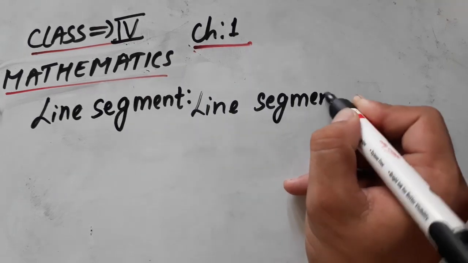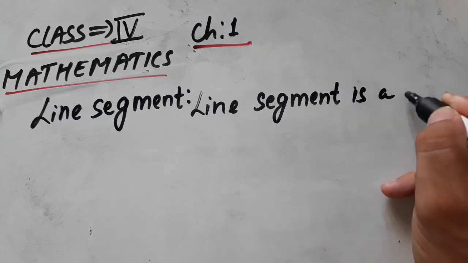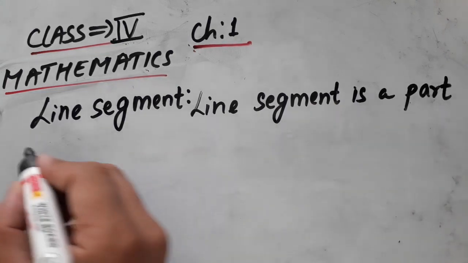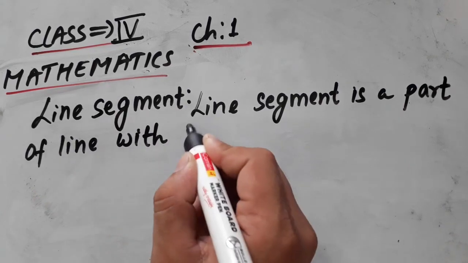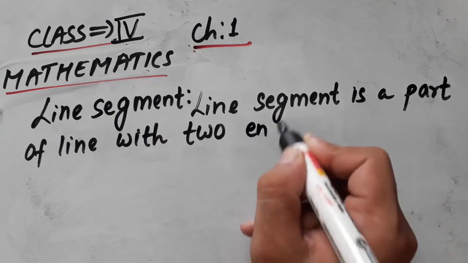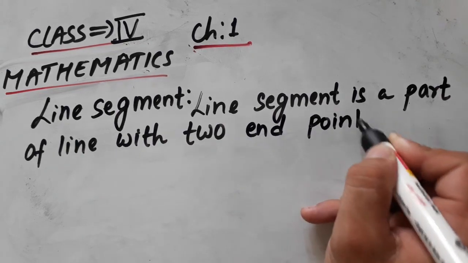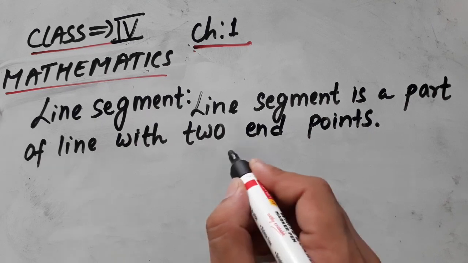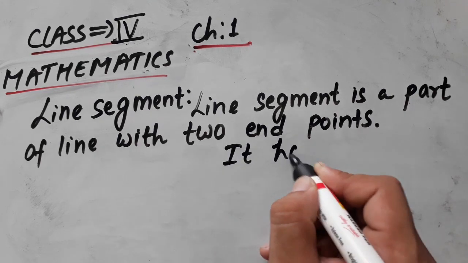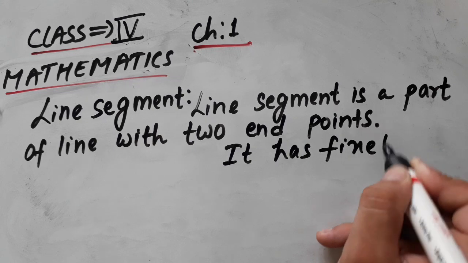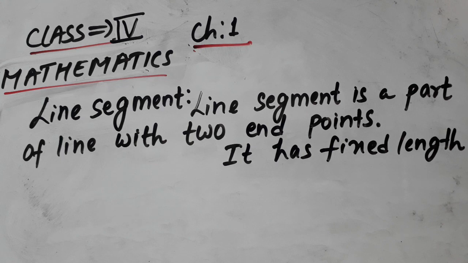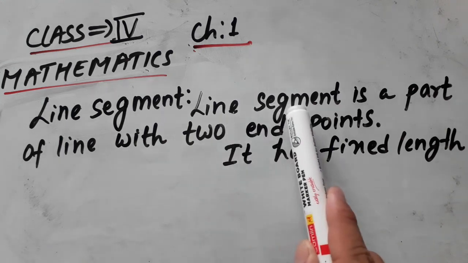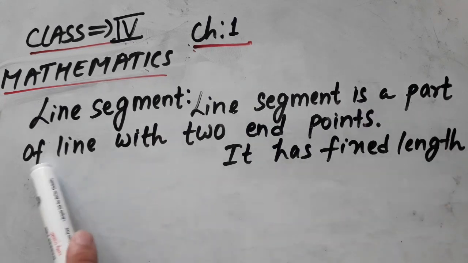Line segment is a part of line with two endpoints. It has fixed length. So students, once again, line segment is a part of line.